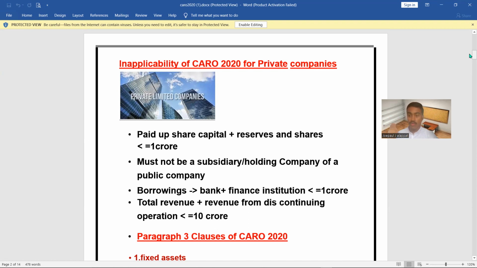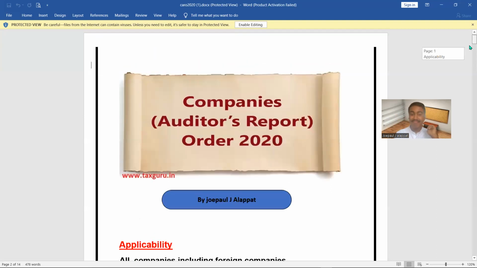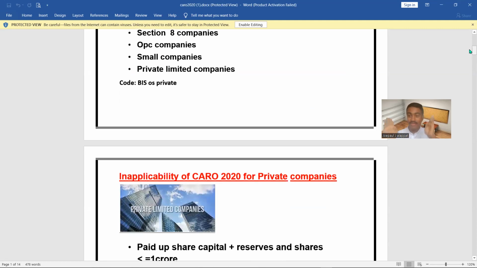Now, let's recap what we have learned till now. We learned about applicability of CARO, then we learned about inapplicability regarding banking, insurance, Section 8, OPC. I think I left out something, okay? Banking, insurance, Section 8, OPC, small and private companies. Then we learned private companies, if your paid up share capital exceeds 1 crore, applicable. If your loans and borrowings exceed 1 crore, applicable. If you are a subsidiary or holding of a public company, applicable. If your total revenue and revenue from discontinuing operations exceed 10 crore, it will be applicable.